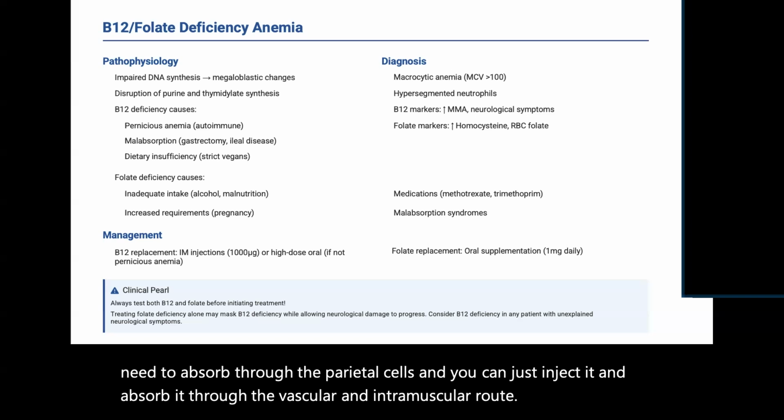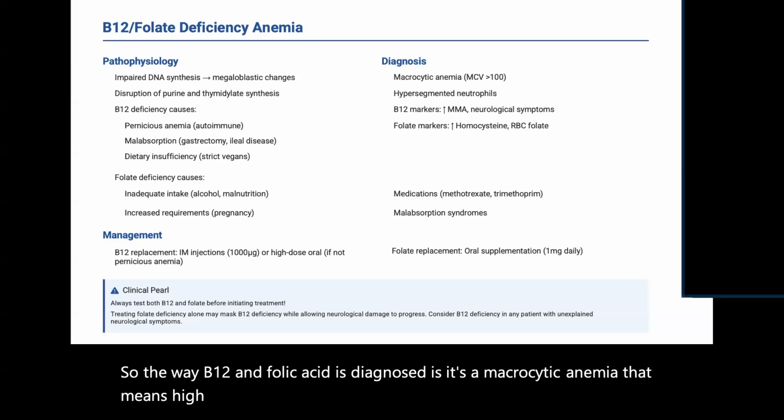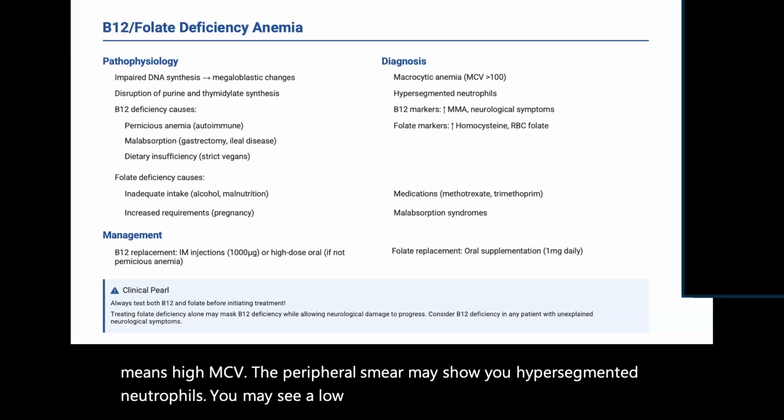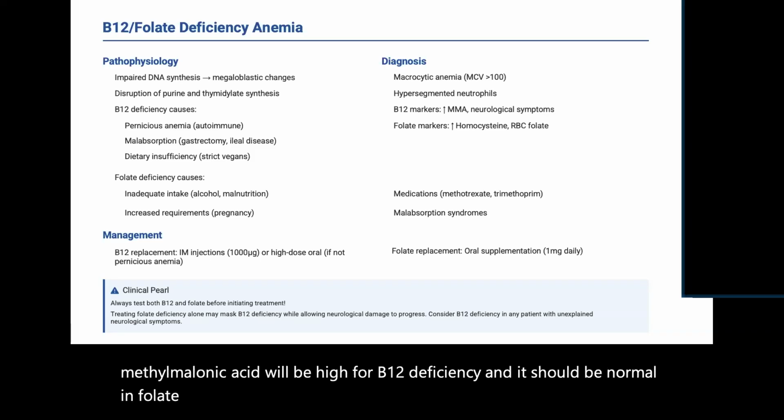So the way B12 and folic acid deficiency is diagnosed is it's a macrocytic anemia. That means high MCV. The peripheral smear may show you hypersegmented neutrophils. You may see a low serum B12 or folate level, and methylmalonic acid will be high for B12 deficiency, and it should be normal in folate deficiency. Homocysteine is high in both. And how do you treat them?